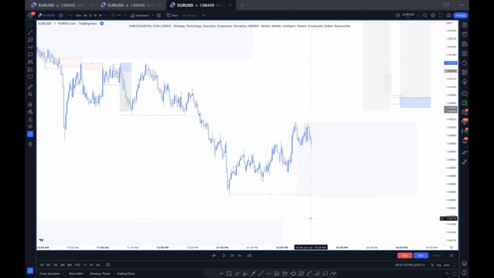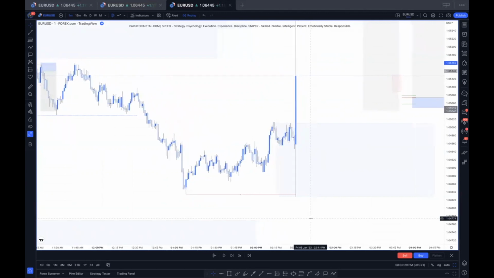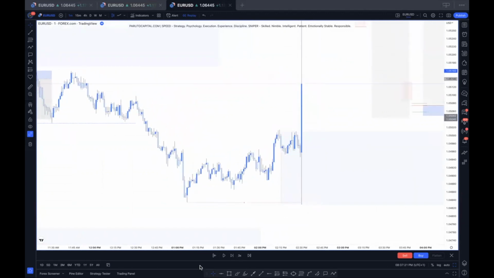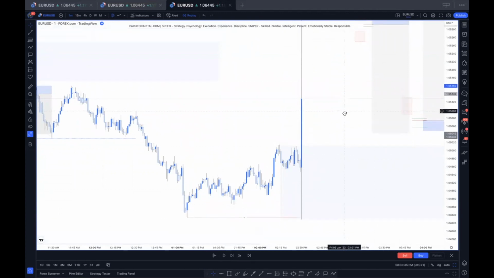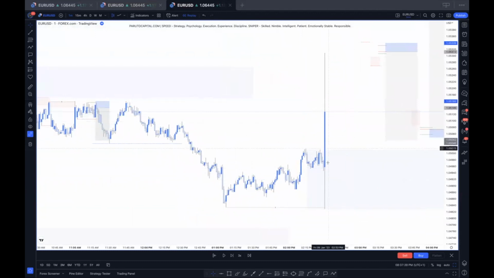Let's see what happens. Do you see that? Do you see how that candle was formed? Let me take that candle out again and just draw that. Now, that is why it's not always good to trade the news. Look at what this candle did.